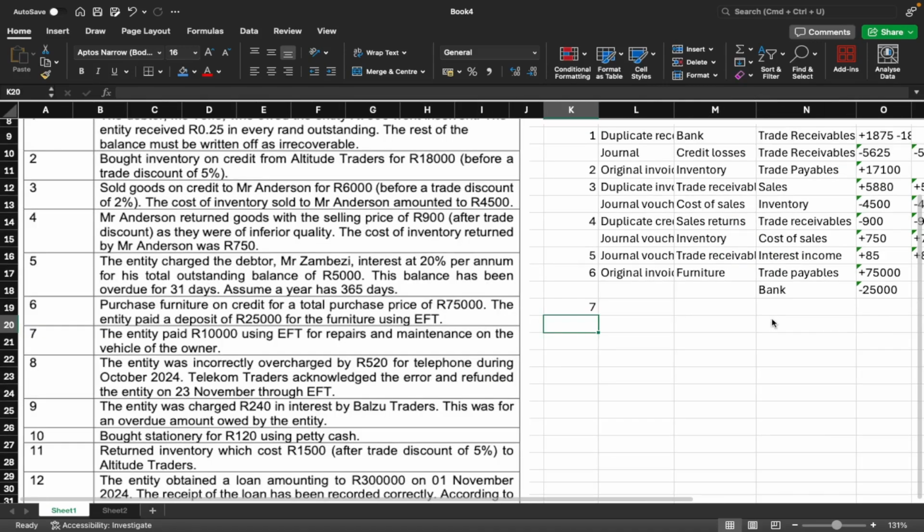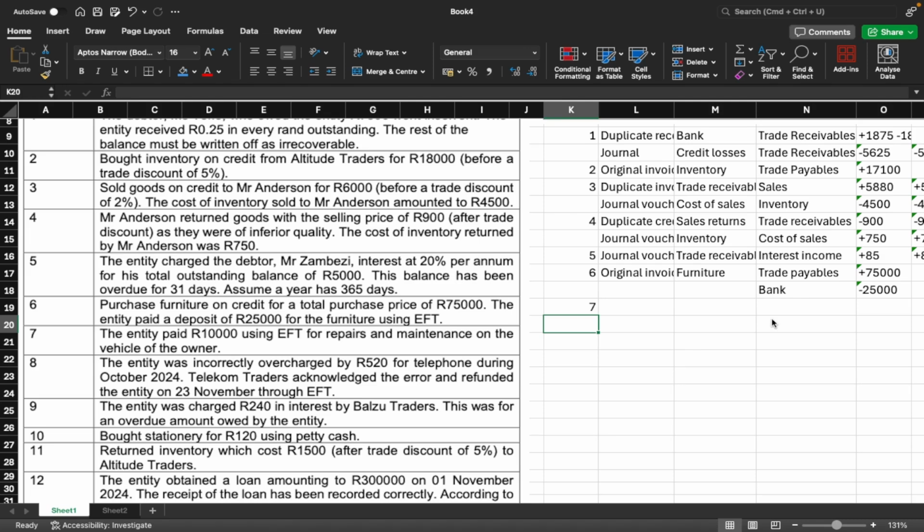Number 7, the entity paid 10,000 rand using EFT for repairs and maintenance on the vehicle of the owner. Okay, so now this is not just on the vehicle, this is the vehicle of the owner. What do we call that? We call that drawings. Okay, whenever the owner uses money for his personal use, or whenever the business pays something for the owner specifically, which has nothing to do with the business, we call it drawings.